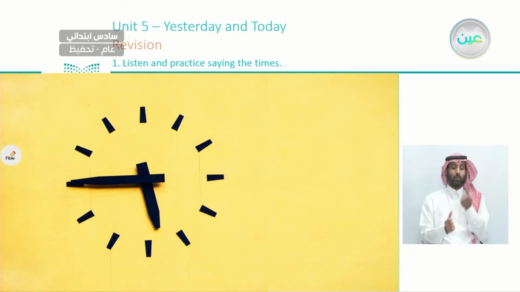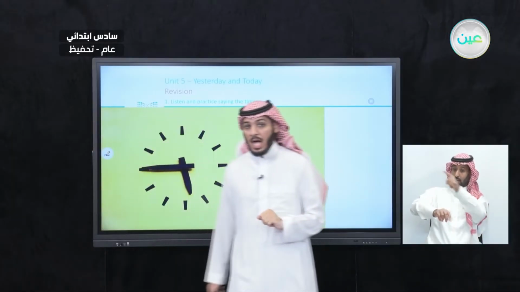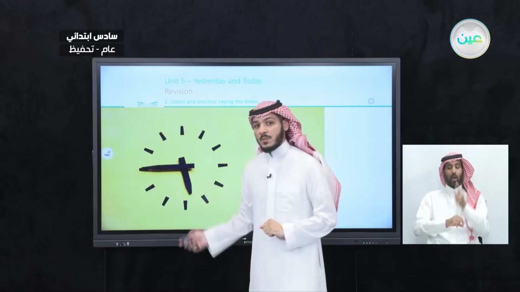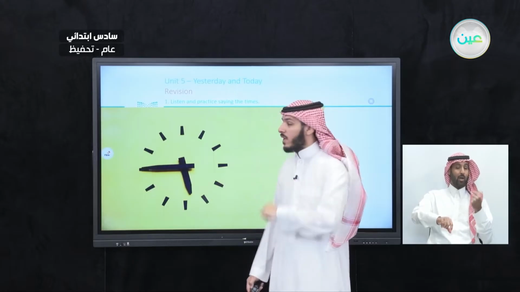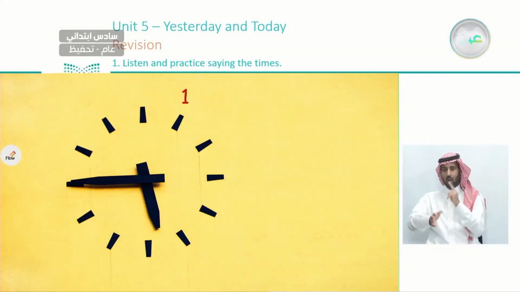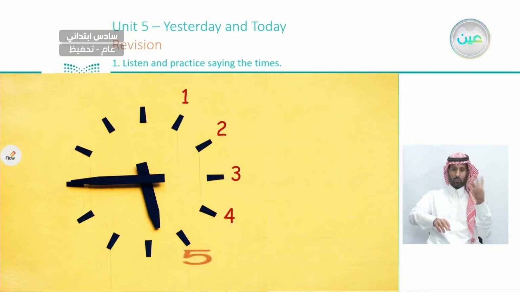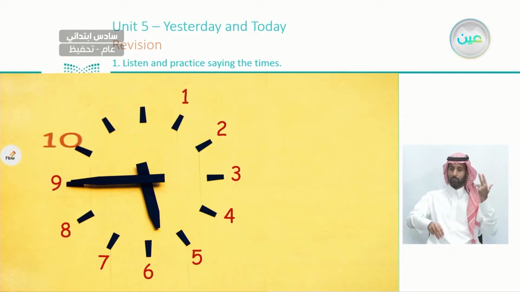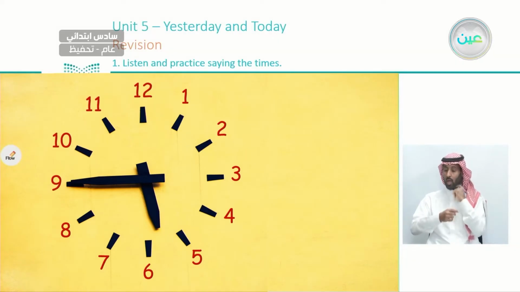Okay, so can you tell me what this is? This is called a clock. Excellent. So we have a clock here, and how many numbers do we have? We have 12. Excellent. So let's count them. 1, 2, 3, 4, 5, 6, 7, 8, 9, 10, 11, 12. Excellent. So we have 12 numbers here.